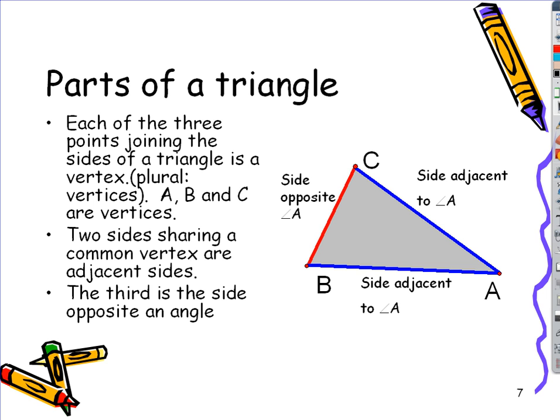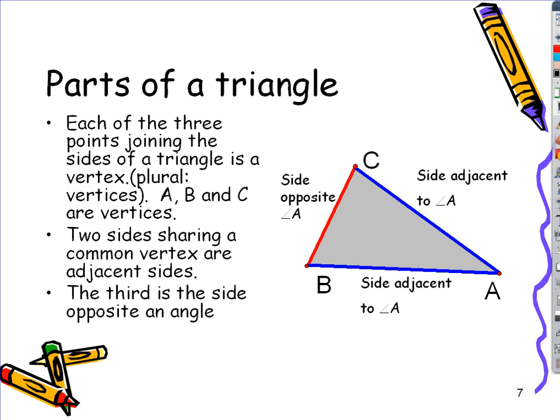If we're going to refer to, let's focus on angle A here. Each of the 3 points joining the sides of a triangle is a vertex. So we have 3 vertices. That's plural for that, vertices. That's vertex A, that's vertex B, that's vertex C. Plural vertices.